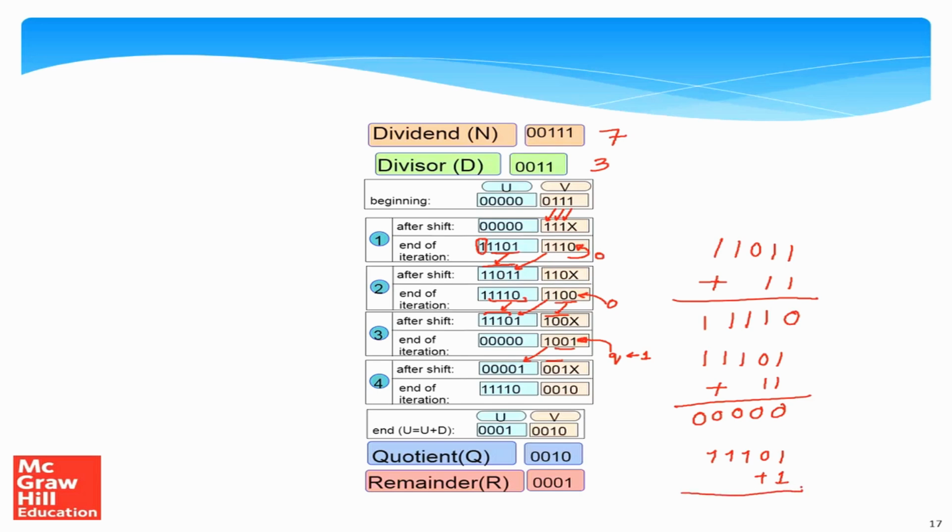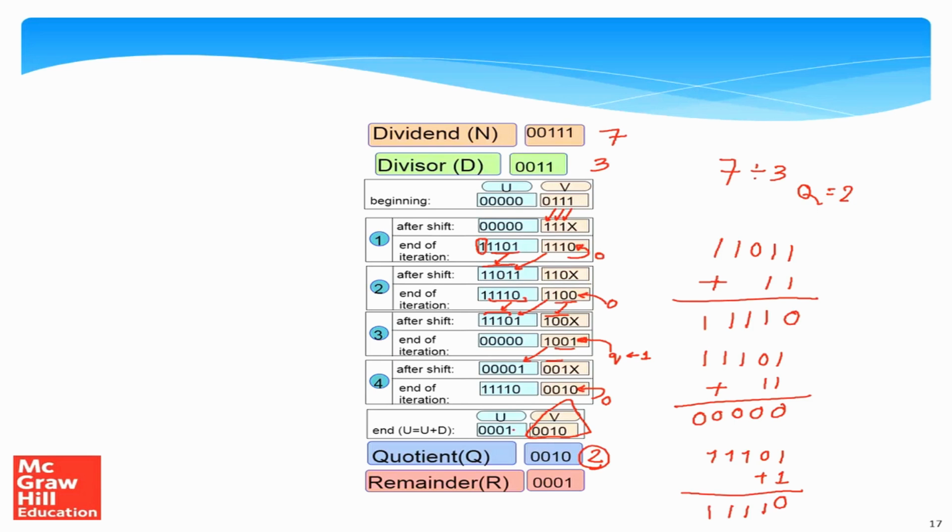Then 1 plus 1 is 0, carry is 1. So this becomes what we need to have. And since this number is negative, we set the relevant quotient bit to 0. Now the quotient is nicely saved in register V, which is 0010, which is 2. So the quotient is correctly computed. That's 7 divided by 3. The quotient is 2. This is correct.